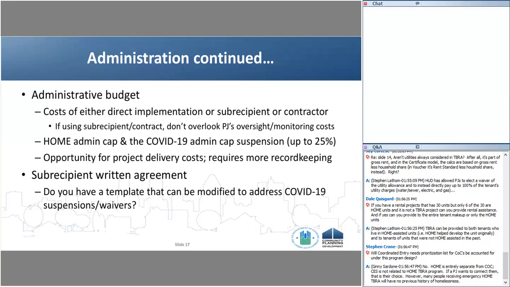Now, if you have an existing template for HOME subrecipient or contractor agreements, obviously that'll help you to expedite the drafting of an agreement, but keep in mind that the agreement really needs to reflect the HOME requirements as they may have been modified by the temporary suspensions and waivers, and that could lead to a very different sort of agreement with different business terms or requirements than you have in your standard template. So please pay attention to the template and the changes that need to be made if you are using one from prior activities. We hope to provide more guidance on subrecipient agreements in the next webinar as we get into the more detailed policies and procedures, but I wanted to mention that now to keep in mind as you make your selection of how you will administer. With that, I'll hand it back to Steve.